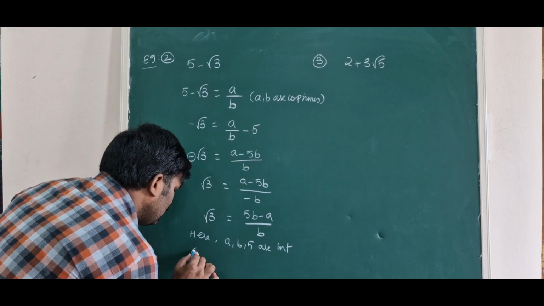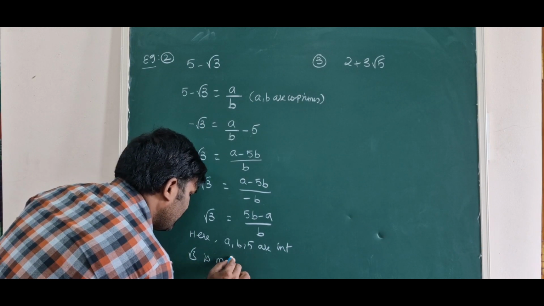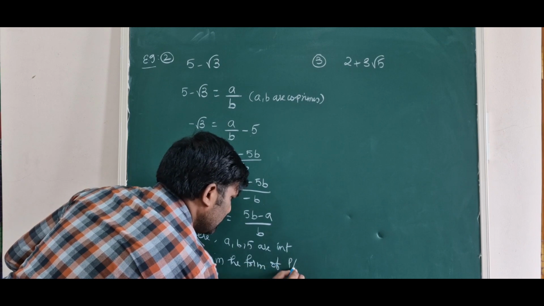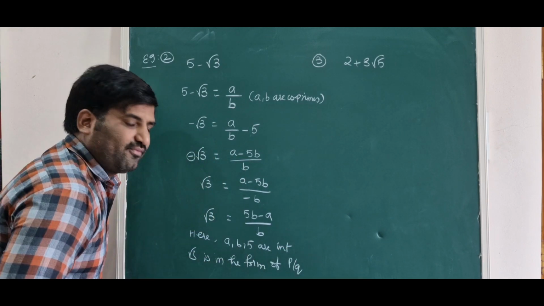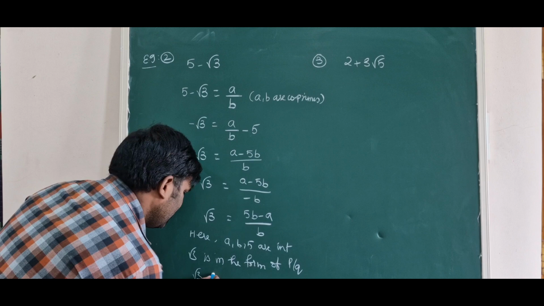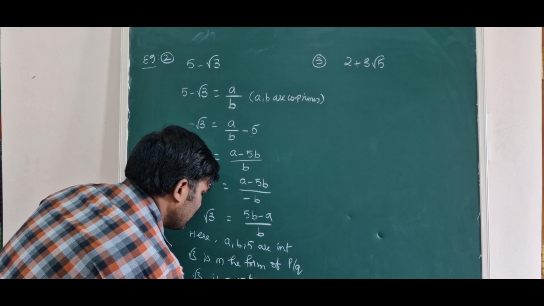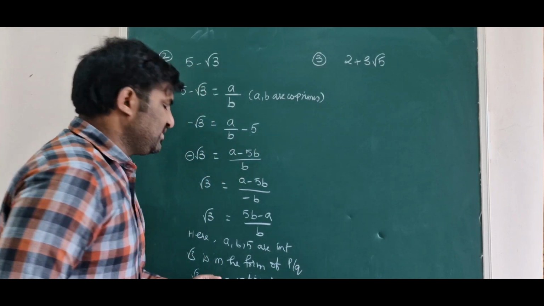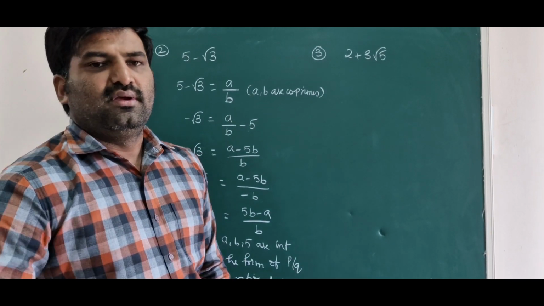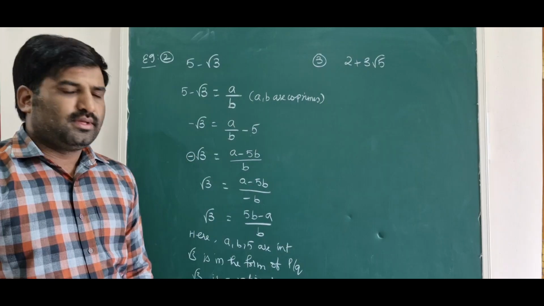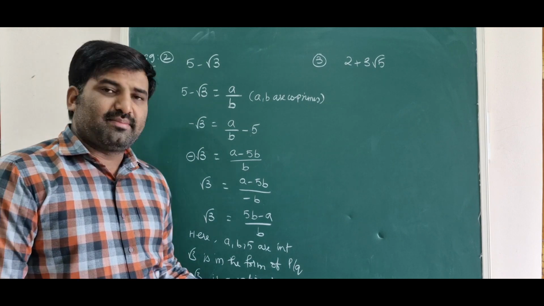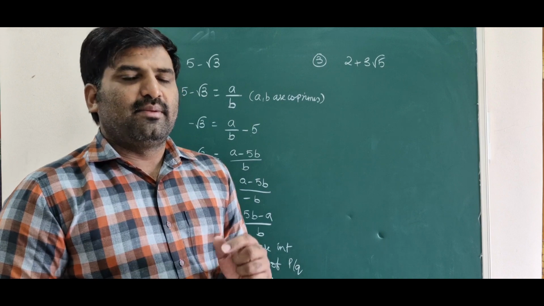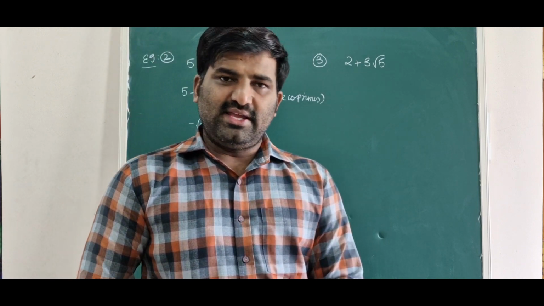So root 3 is in the form of p by q. Now what we can say, if a number is in the form of p by q, root 3 is a rational number. So after this you can write it, but we know that root 3 is not a rational number. You can write at the end, but we know that root 3 is an irrational number.